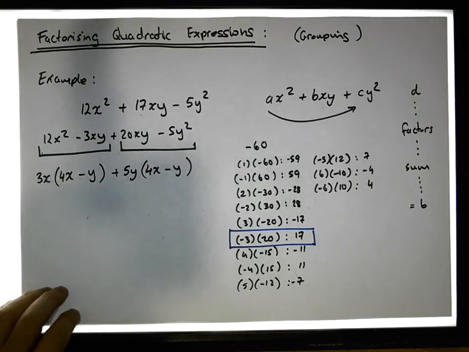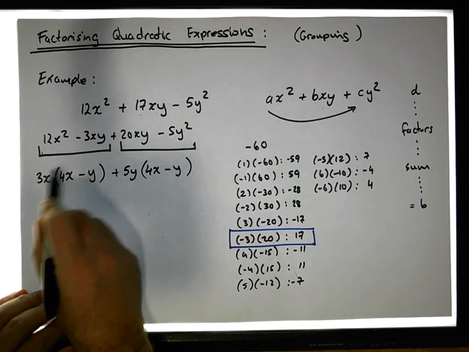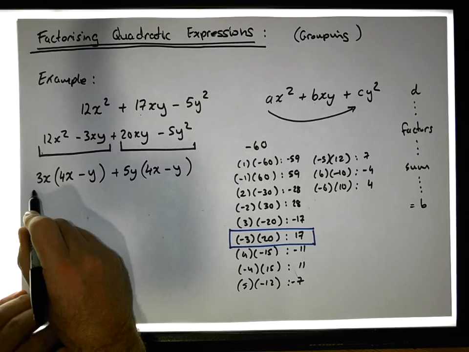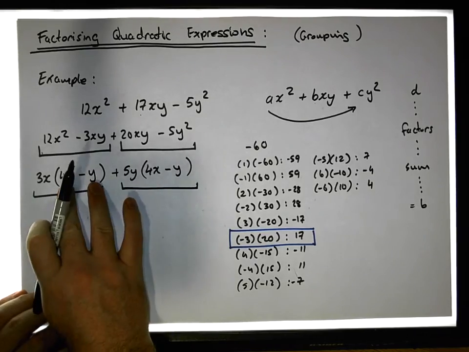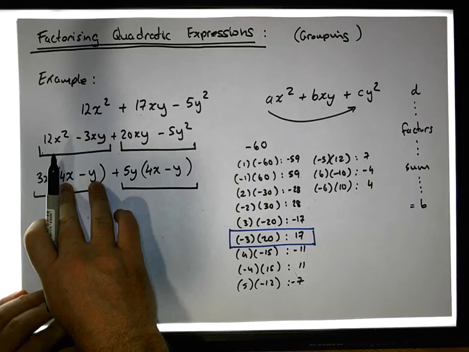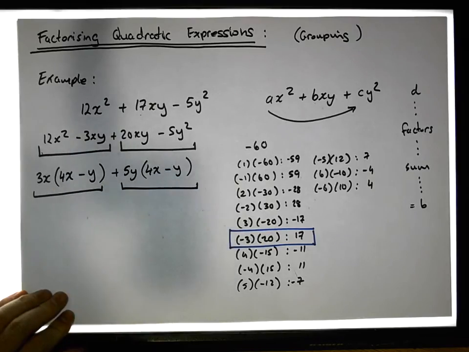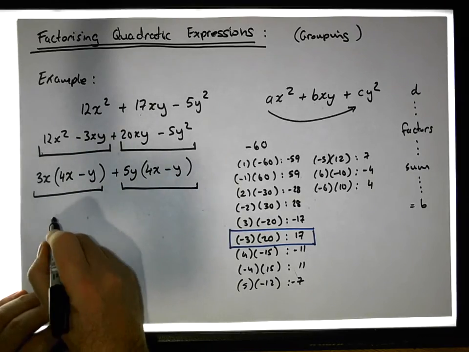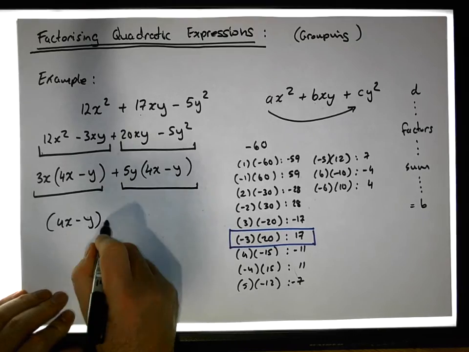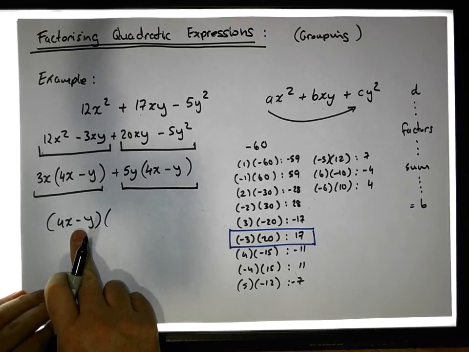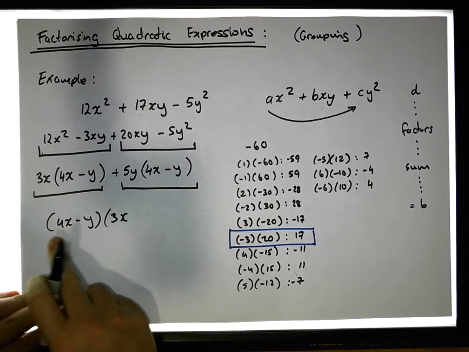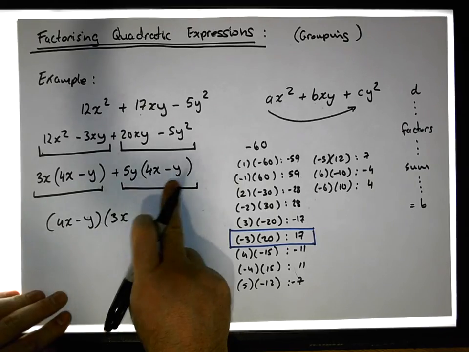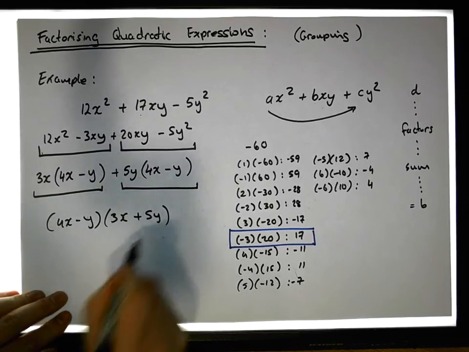Okay, now we have a term here and a term here. You can see this here. Now we look at the commonality. Well, there's a 4x minus y here, and there's a 4x minus y over here. So we take it out. That gives us 4x minus y as what's common. What do we multiply this by to give us 3x times it? Well, we multiply it by 3x. What do we multiply it by to get 5y times it? Well, we multiply it by 5y.